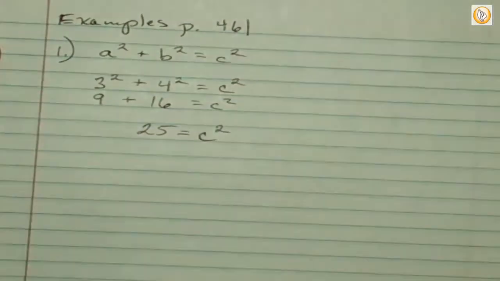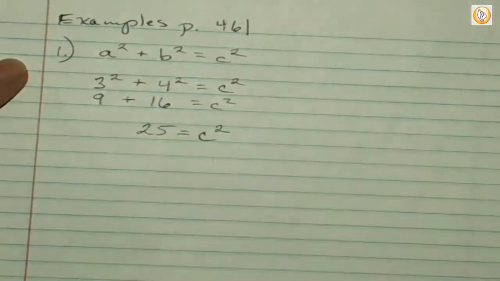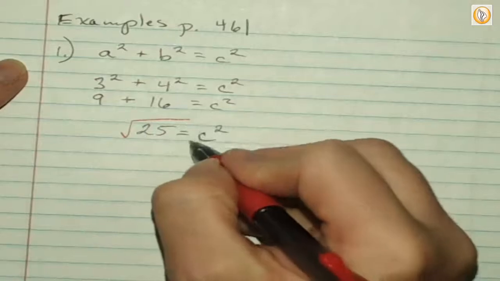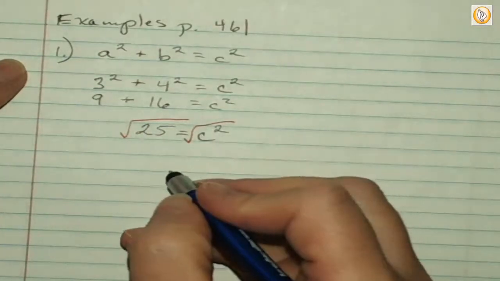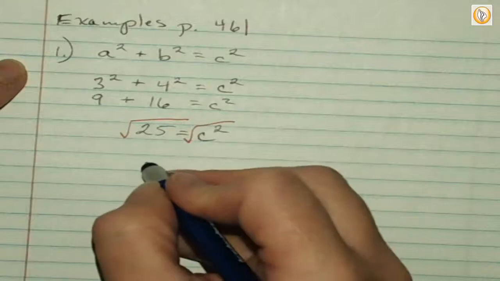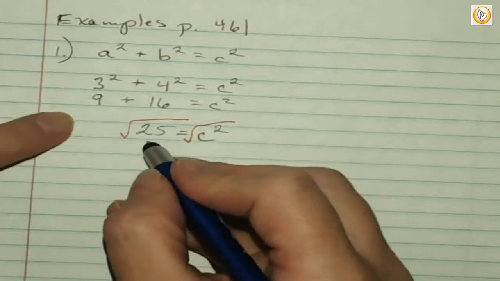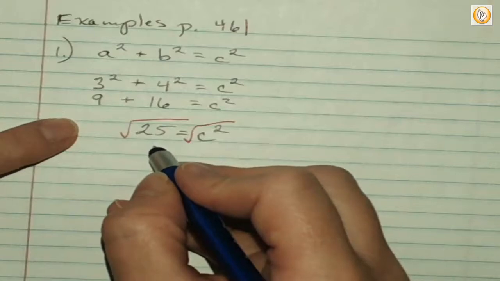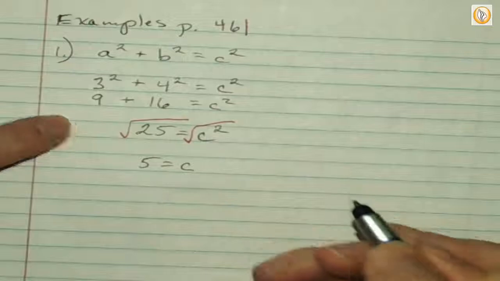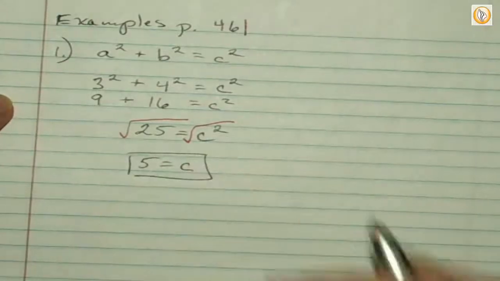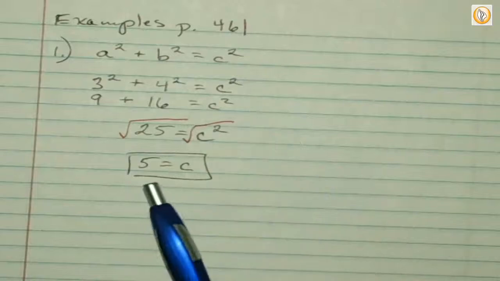Now, I have 25 equals C squared. Is that the missing side? No. What do I need to do? Put the radical sign on both sides. What is the square root of 25? 5. That's right. C squared will be just C. There you go, that's the answer. So the third side, which is the hypotenuse, would be 5.